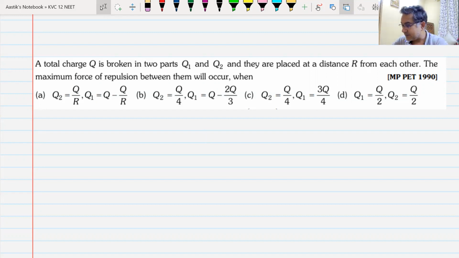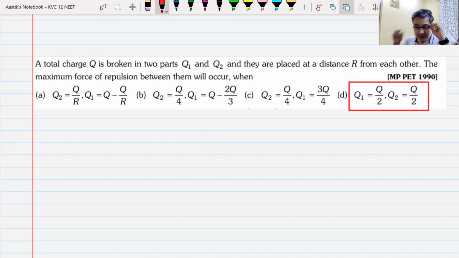Remember, this question has come many times. So remember, the force will be maximum when both the charges are equal. So the correct option is option D. So remember this. If you divide a charge into two parts and you want the force between those two charges to be maximum, your charges should be equal. Remember this, keep it as a note, keep it with you.